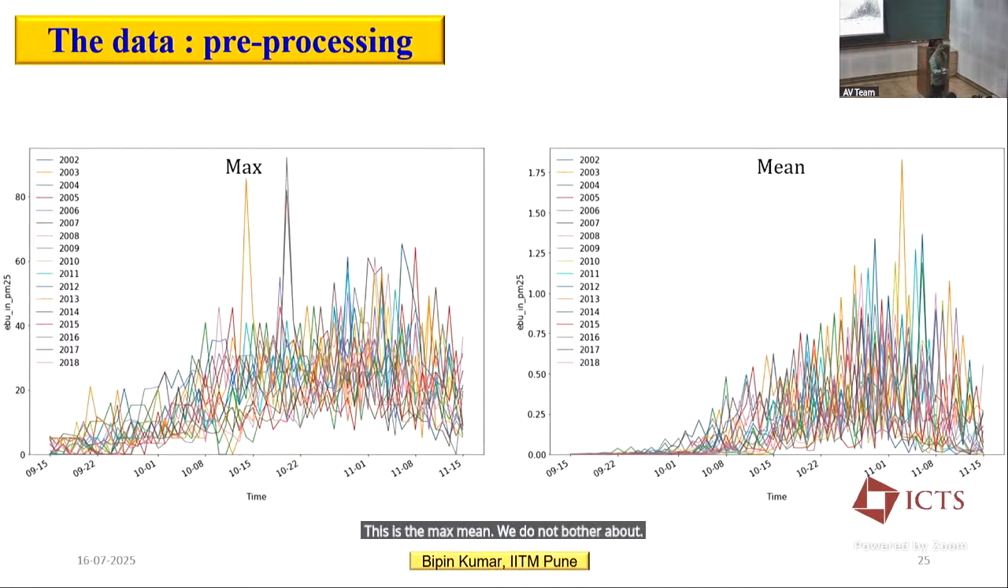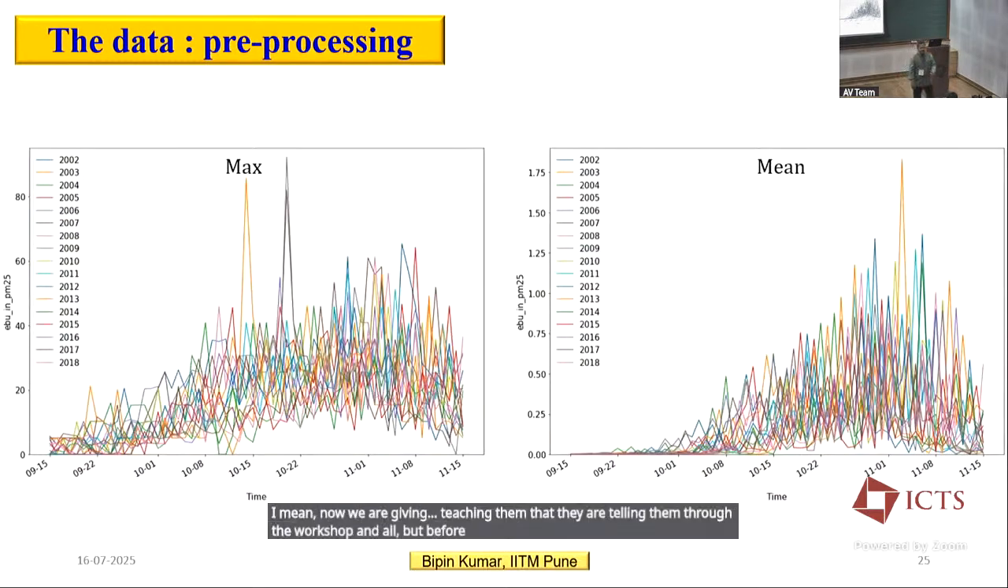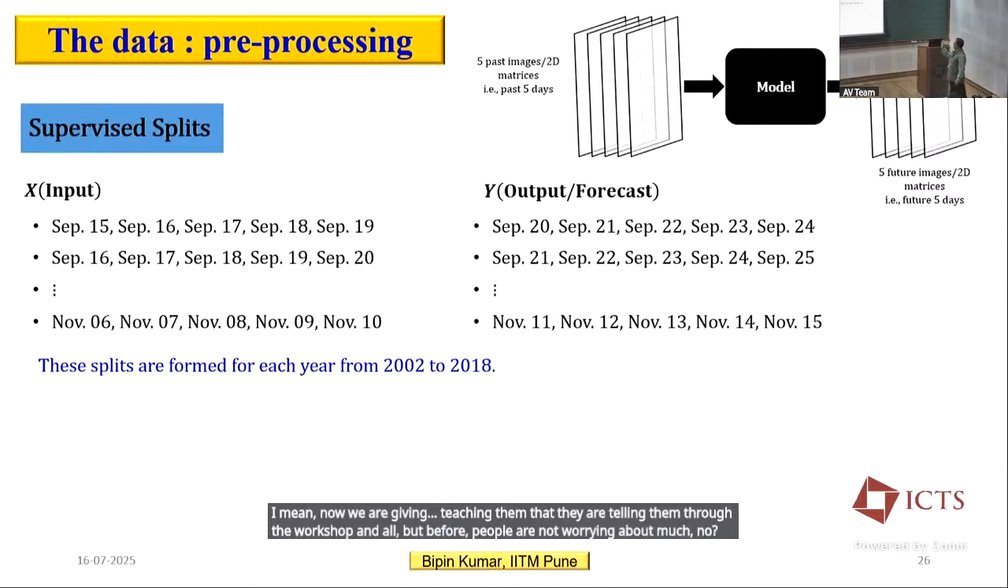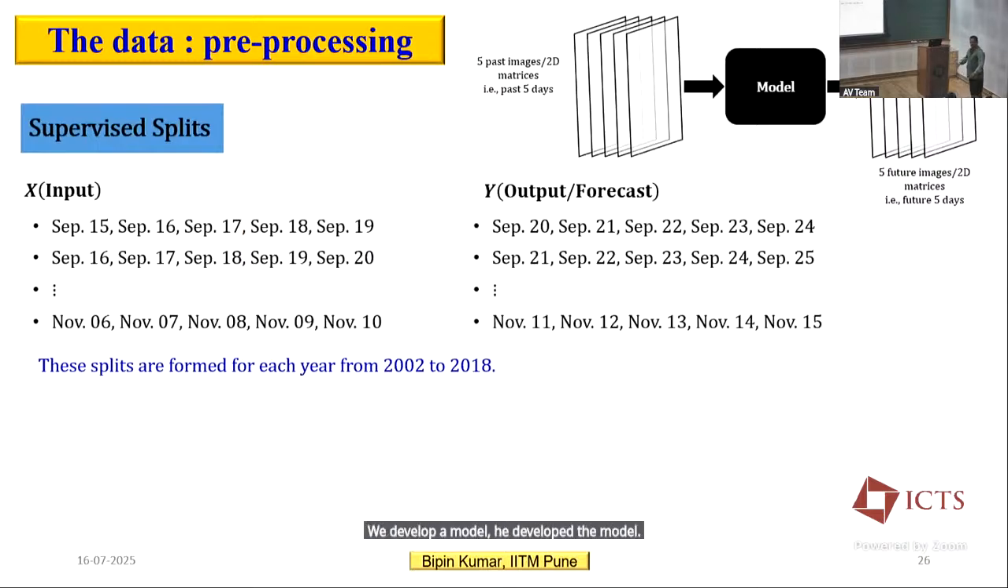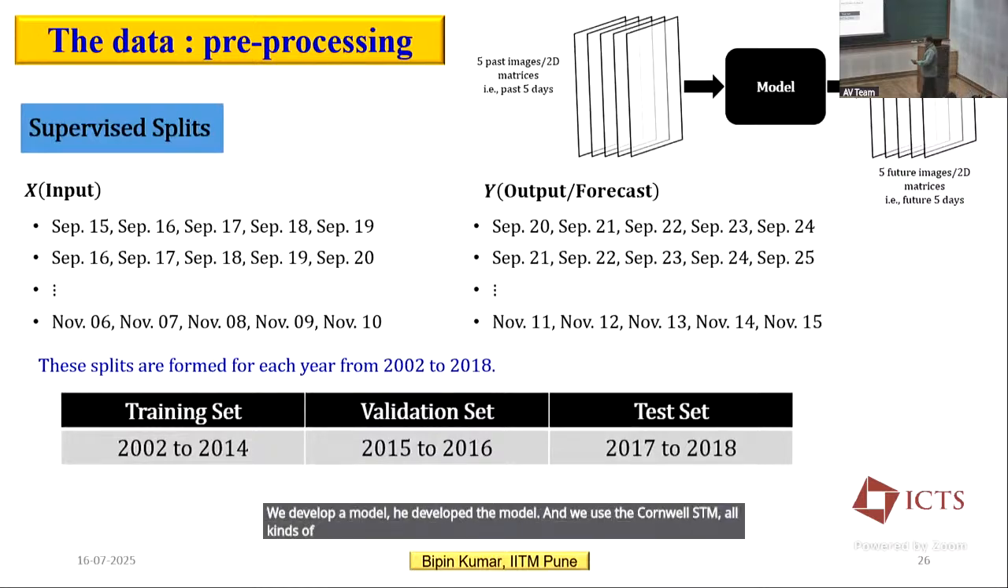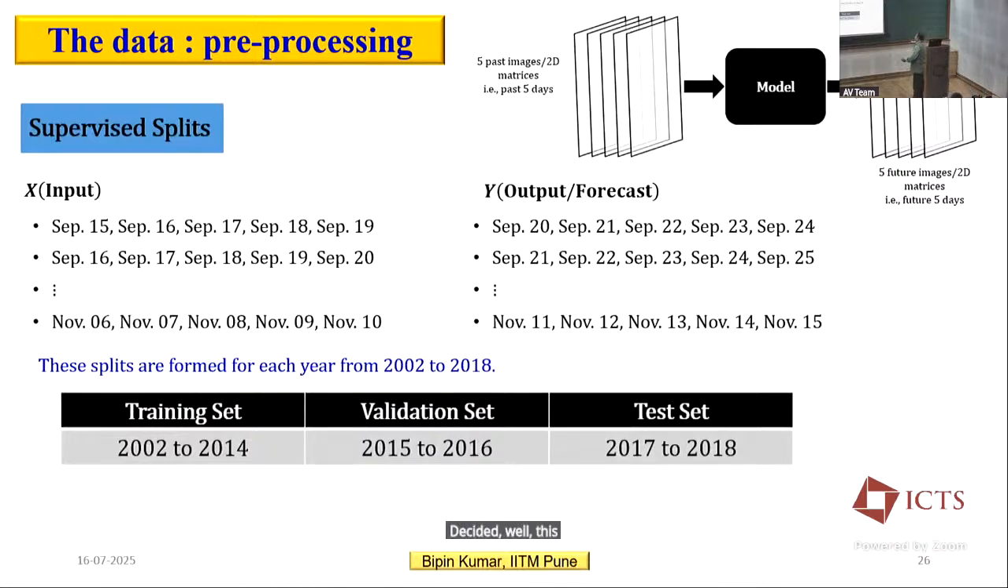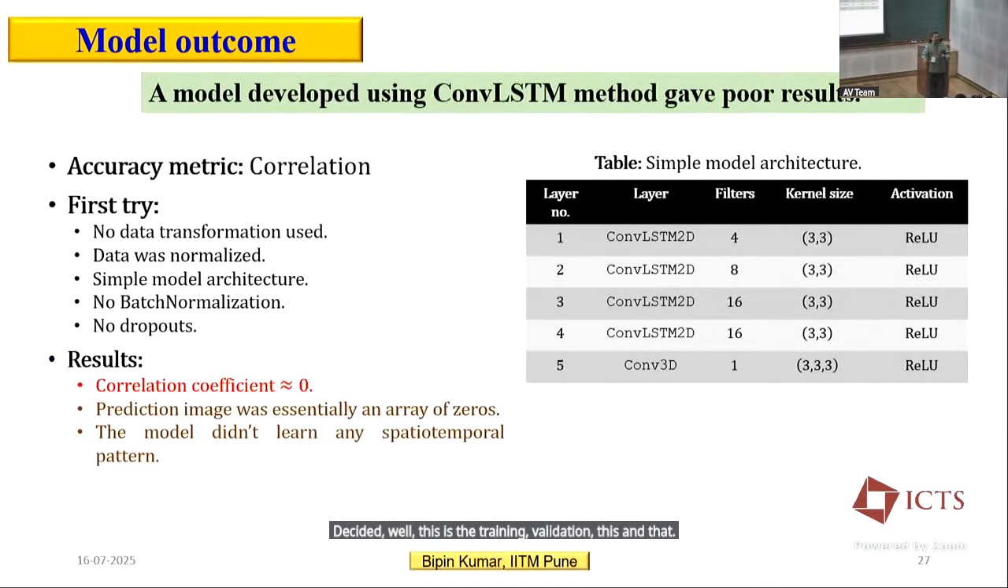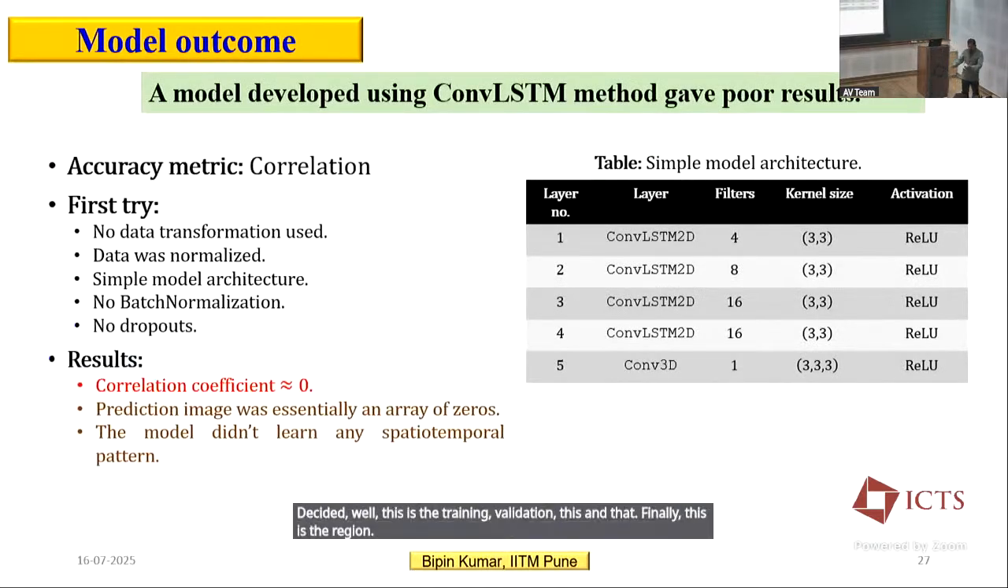When any new student comes, now we are teaching them through workshops and all, but before, people were not worrying much about it. We developed a model, he developed the model, and we used the Convolutional LSTM, all kinds of things. We decided the training, validation split, this and that. Finally, this is the result. What is the result?